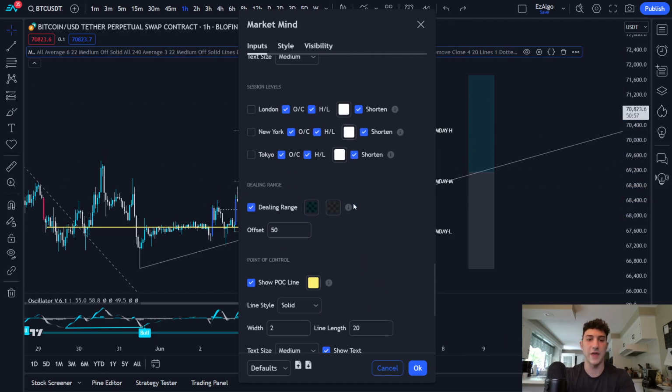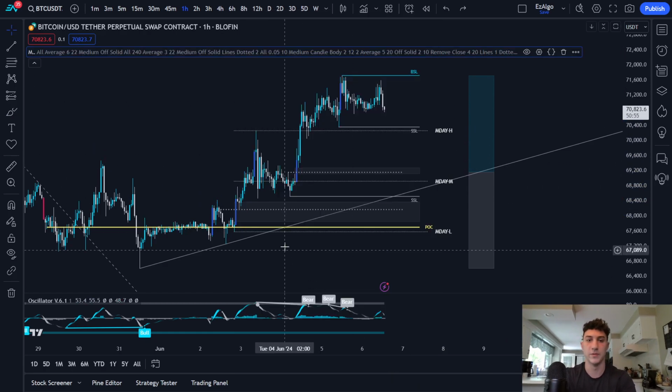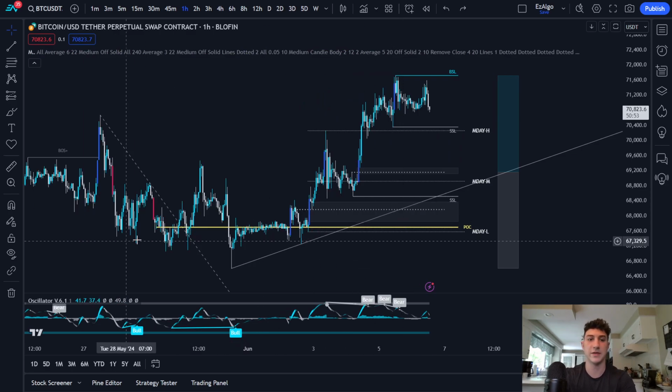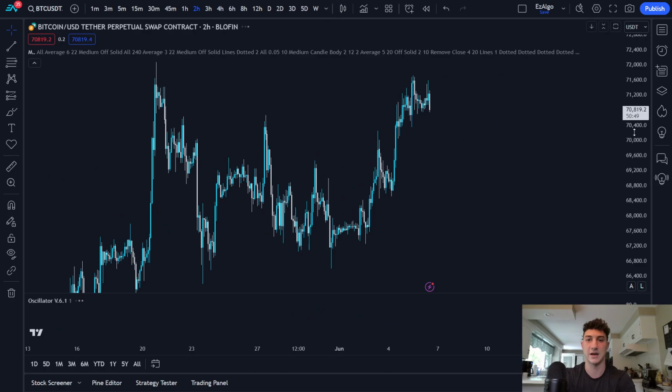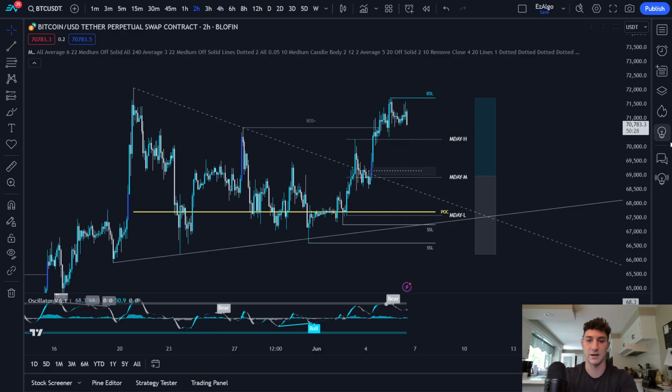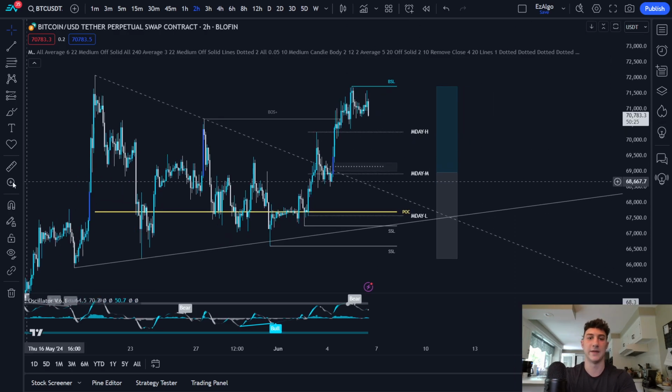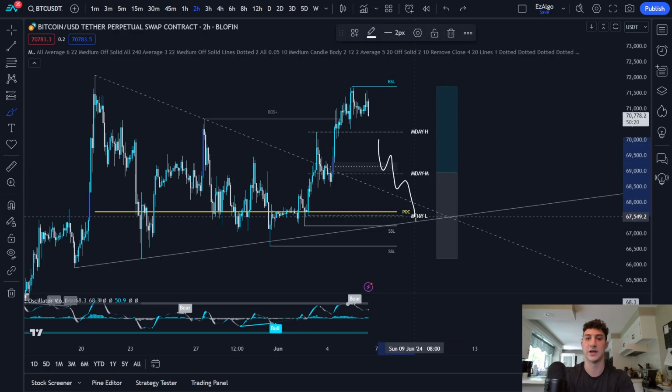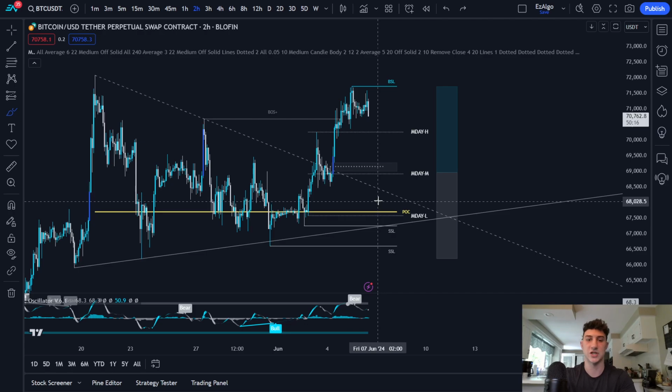All right, below that, we have our point of control. This shows you where a majority of the volume is in a specific look back period. Again, if we go to like a 2-hour time frame, you'll see our point of control is down here. Same with our Monday low as well, right? So again, this is another long idea. If we retrace all the way back down to here, which I doubt we will, this would be another long idea. So you can look to take positions when price is retesting that point of control.